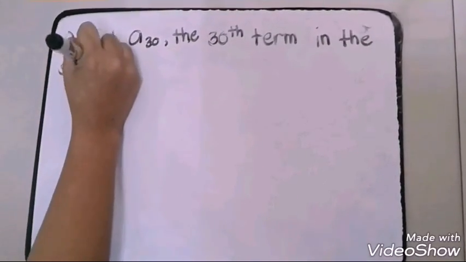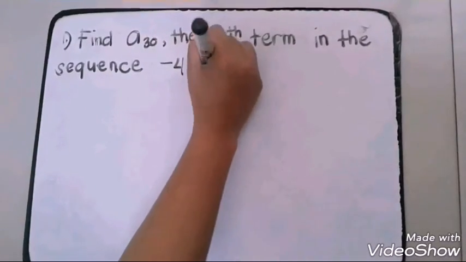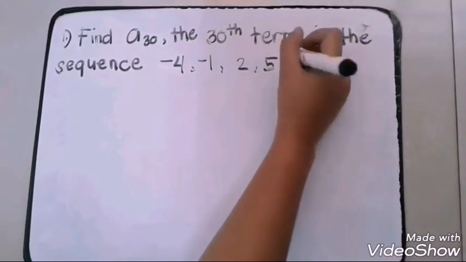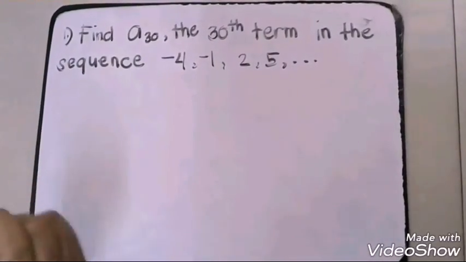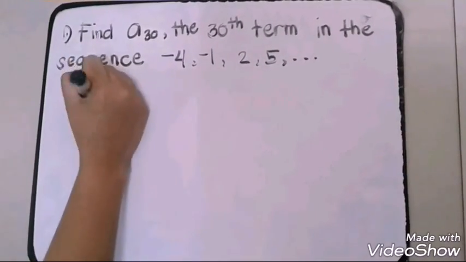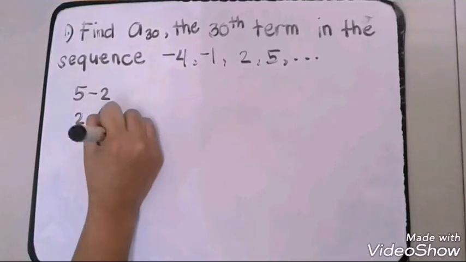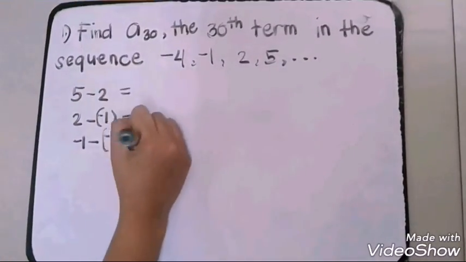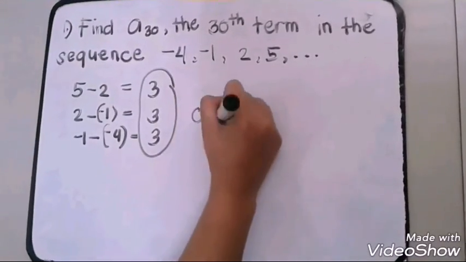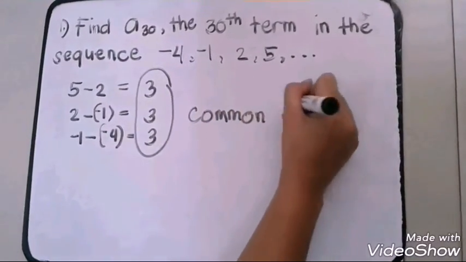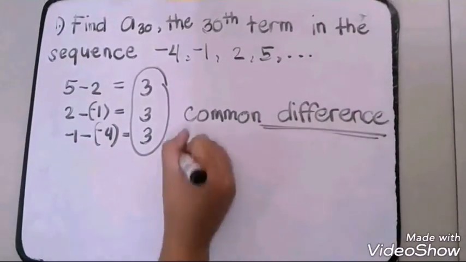Let's try example number 1. Find a 30, or the 30th term, in the sequence negative 4, negative 1, 2, and 5. So in order to know if it is an arithmetic sequence, we have to find its common difference by subtracting the preceding term from any term. So here we see that 3 is the common difference. And because it has a common difference, this sequence is an arithmetic sequence.